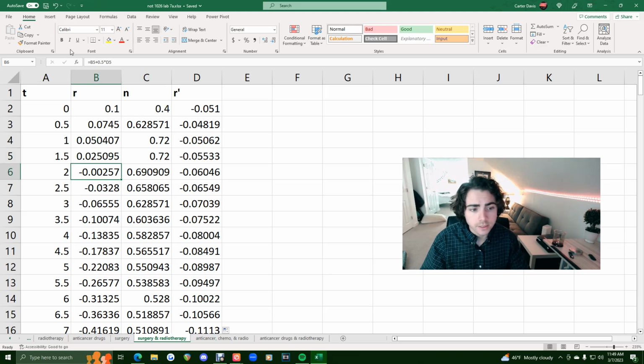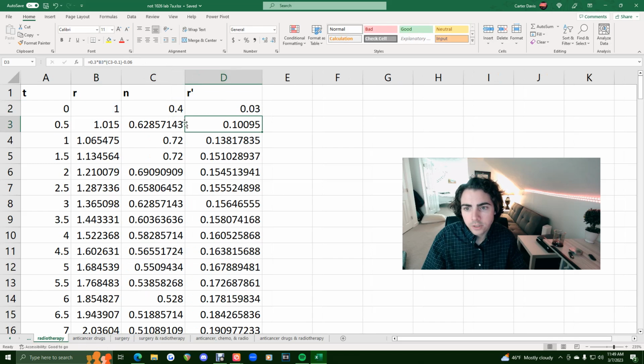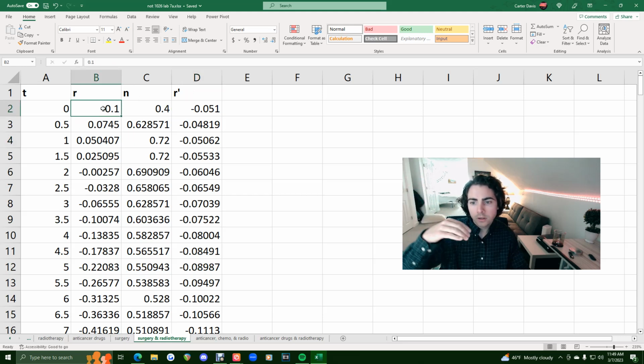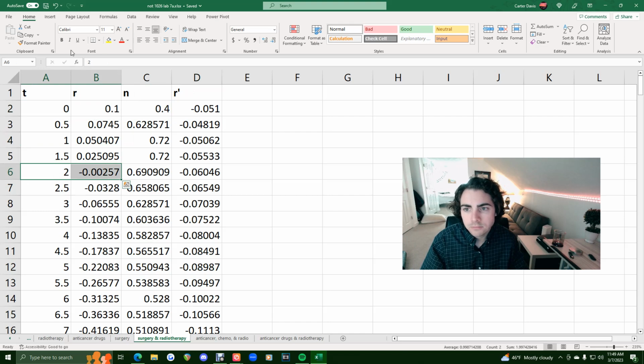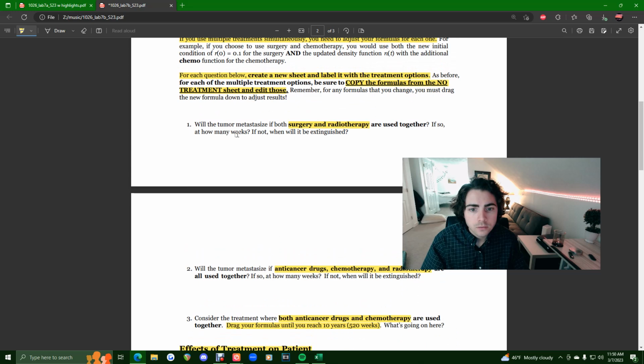It kind of makes sense though, because the radius started smaller because of the surgery, and then we subtracted the 0.06 for the radiotherapy part. It just made sure that R prime was negative, so it instantly brought the radius from 0.1 down to 0 after just, say, 2 weeks. So I would say it took 2 weeks to be extinguished. So what did they ask? Will it metastasize? The answer would be no, because it didn't reach a radius of 10.